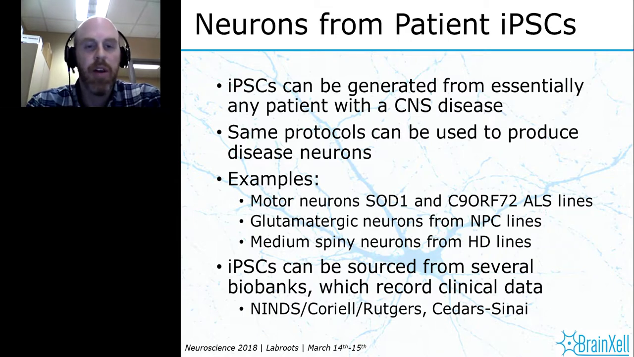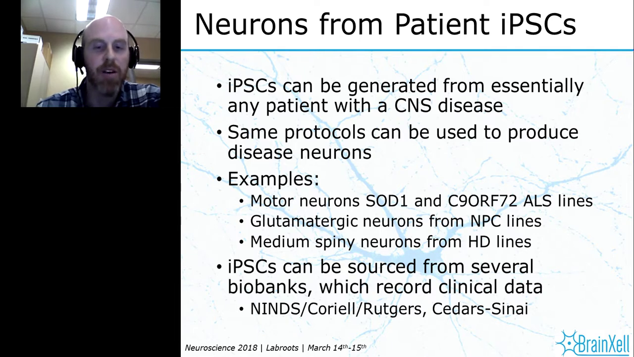And just as an example here, you could make motor neurons from ALS lines that have a mutation for SOD1 or C9orf72. You can make glutamatergic neurons from Niemann-Pick lines, and you could make medium spiny neurons from Huntington's disease lines. And obviously the possibilities here are endless. And that's something that we and other groups have been working on.